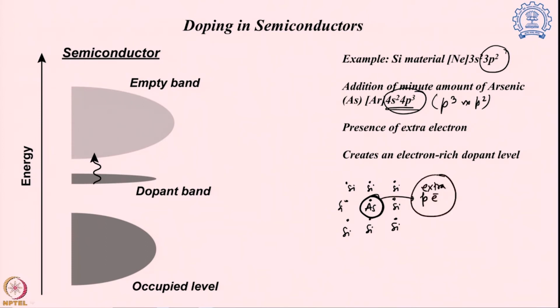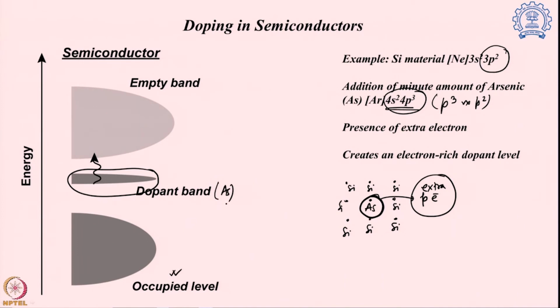And because only a very small amount of arsenic is present, it is going to bring a very small amount of its own atomic orbitals. That is going to create a very narrow dopant band with these extra p electrons. These electrons are already present, and this band is going to be higher in energy compared to the occupied level of the silica. So this is coming from the arsenic.